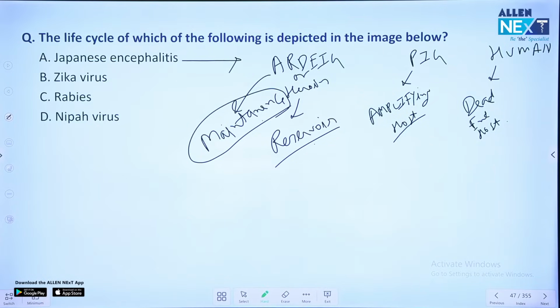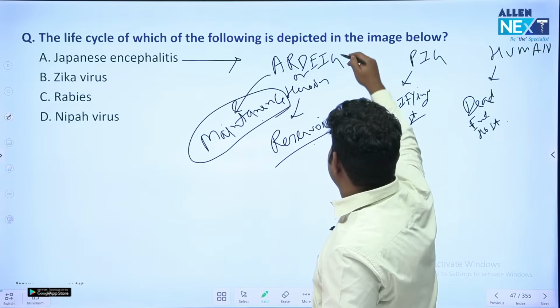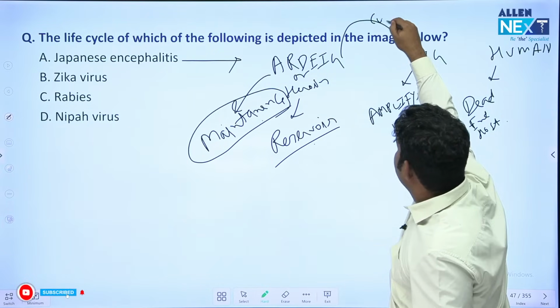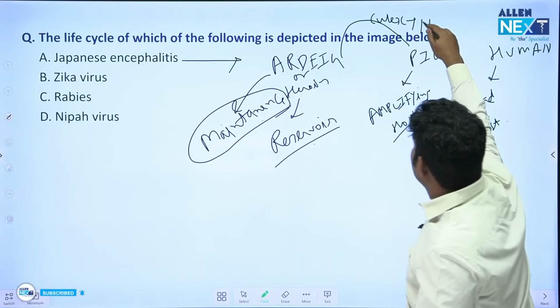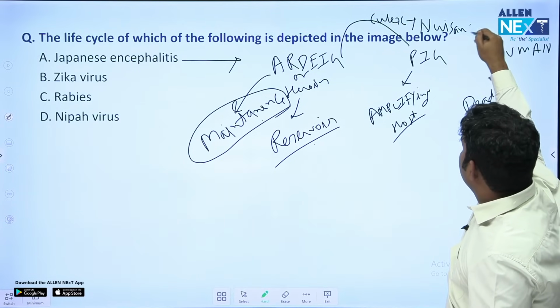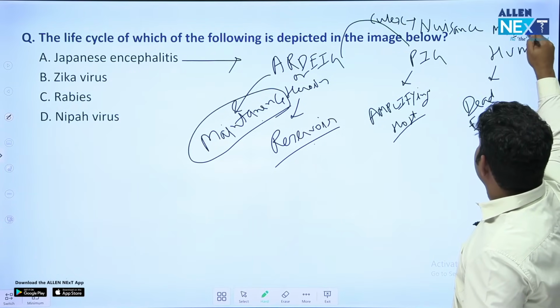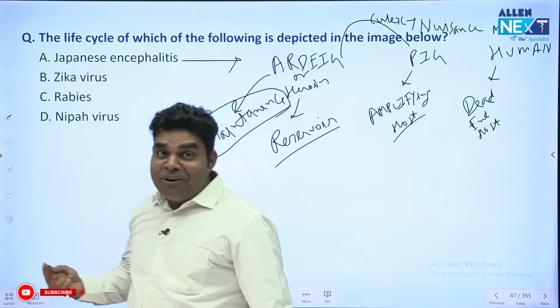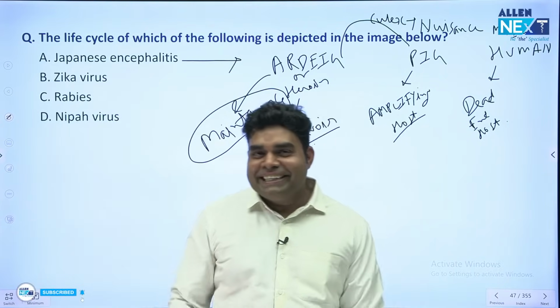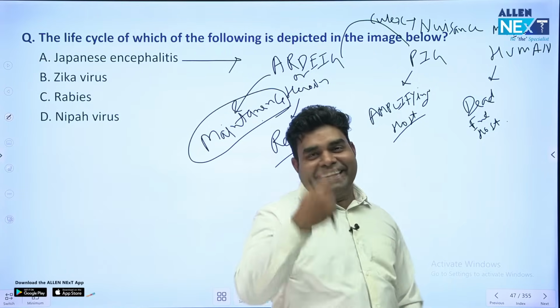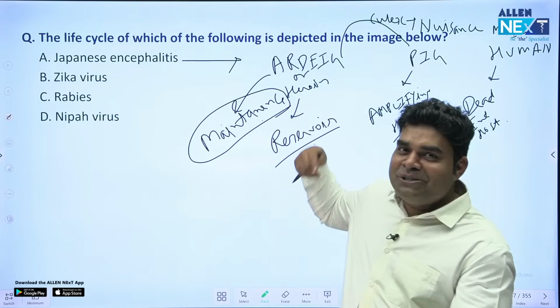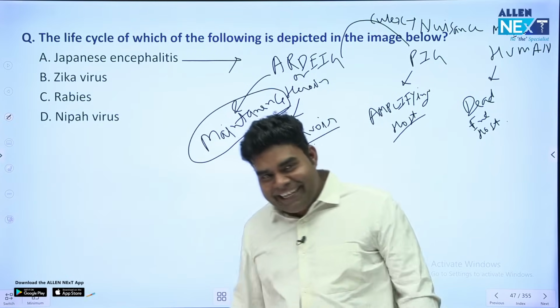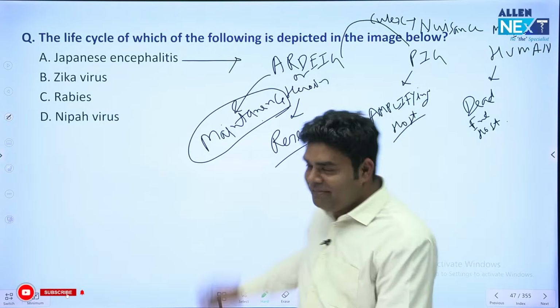And who is the transmitting agent? Of course, Culex. Culex is also known as nuisance mosquito because it breeds in dirty water. So you understand, Culex is so talented. First it bites the flying bird, then it goes and bites the pig, and then from the pig it bites the human. And that's the life cycle.